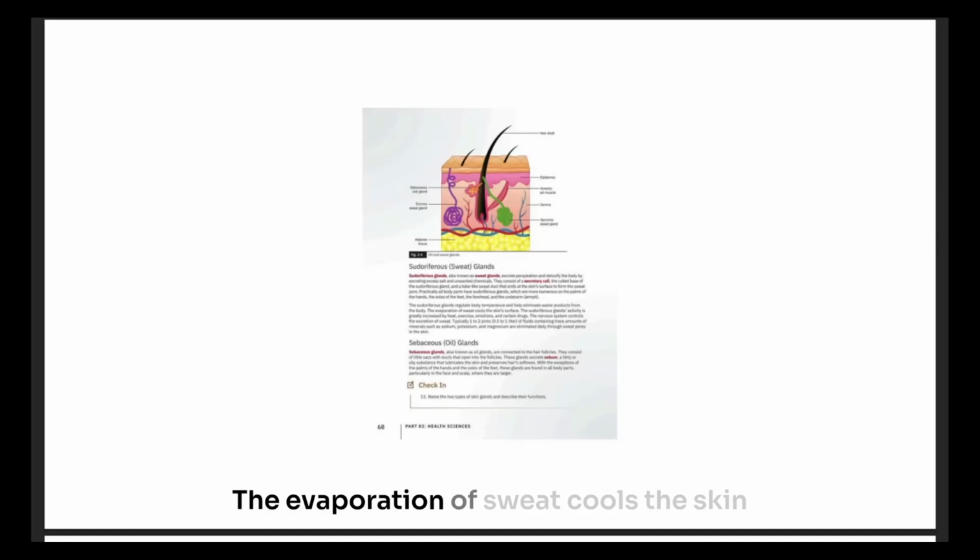The evaporation of sweat cools the skin's surface. The sudoriferous glands' activity is greatly increased by heat, exercise, emotions, and certain drugs. The nervous system controls the excretion of sweat. Typically, 1 to 2 pints, or 0.5 to 1 liter, of fluids containing trace amounts of minerals such as sodium, potassium, and magnesium are eliminated daily through sweat pores in the skin.